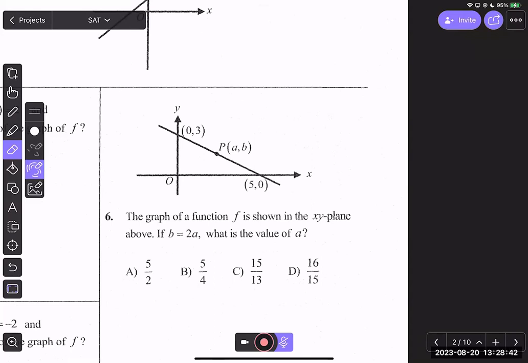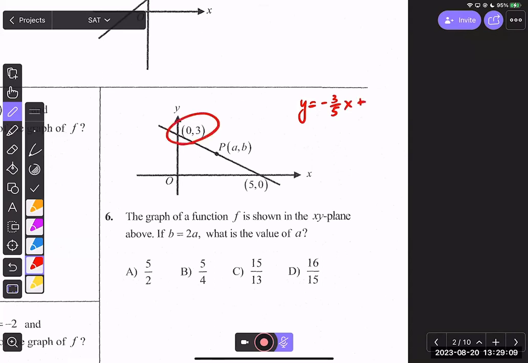So would a good approach be to find the slope first? Yeah, it would. Okay, so then that would be negative 3 over 5. So what's the equation of this line at this point? Y equals negative 3 over 5 x plus b. Well, wait, no, sorry, plus 3. There you go, that's a lot better, because b is also used in this question, so it's a little bit not good if you use b again. Okay, all right, any ideas now?